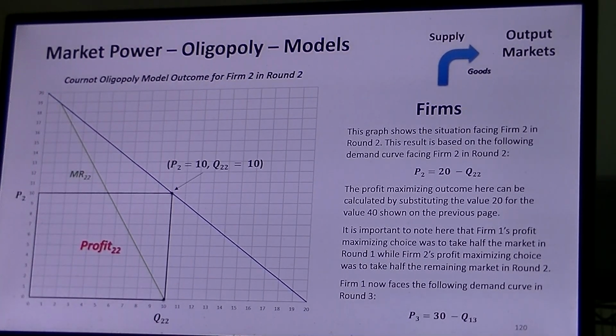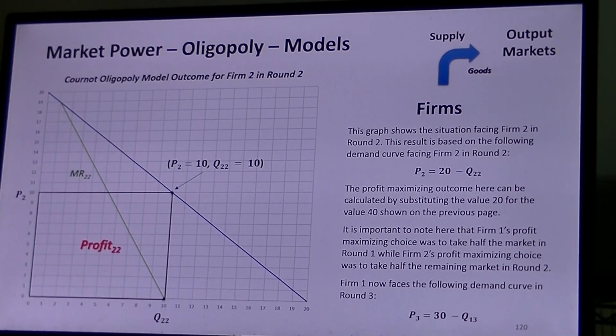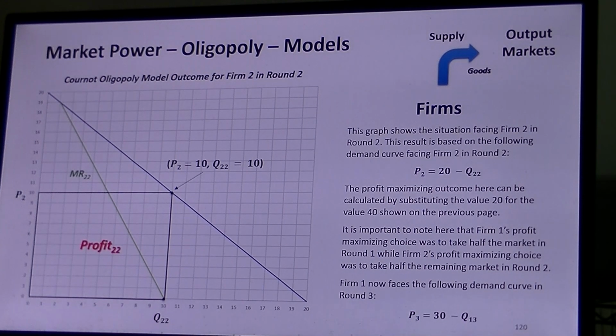The remaining market is the 30. So now there is 30 left. So this is a little bit different game than the one we saw with the natural monopoly model that I presented to you. So keep that in mind. The rules are a little bit different here. And that's the important thing here, is that when you look at games, the rules matter.